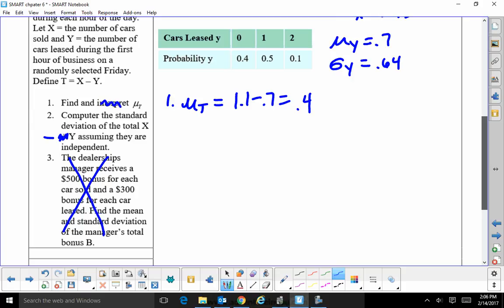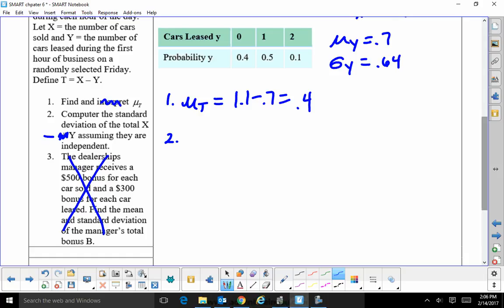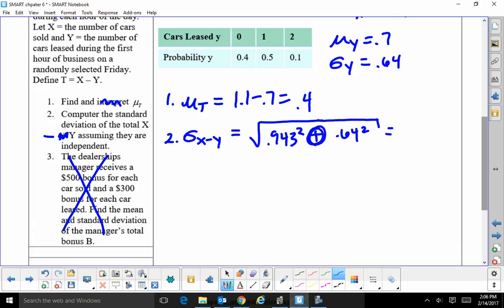So go find x minus y, the standard deviation of x minus y. That sigma sub x minus y is still the square root of the first one squared plus the second one squared. So it's the exact same thing as what we found before.